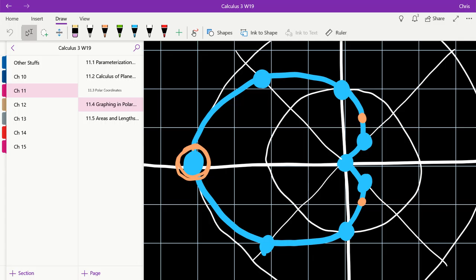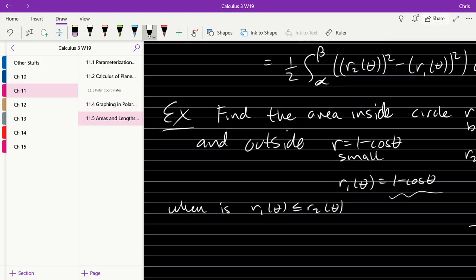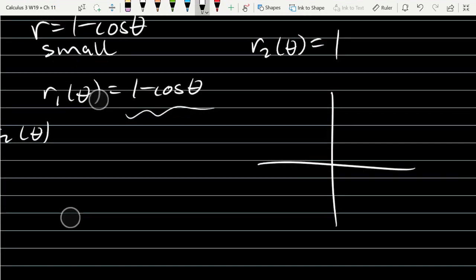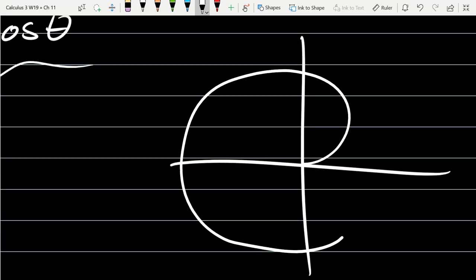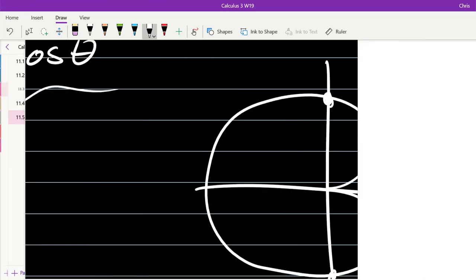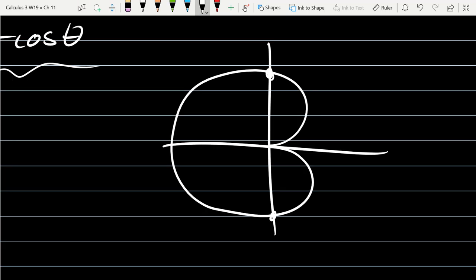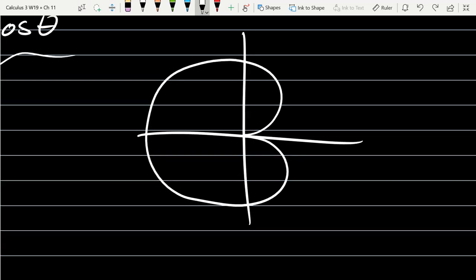So I'm going to redraw this graph. The cardioid's going to look like this, and the circle. Did we have 1 and 1 where we intersected? I didn't really pay attention to those intersection points. Well, let's pretend that I don't know what those are. We're going to find those two with algebra.